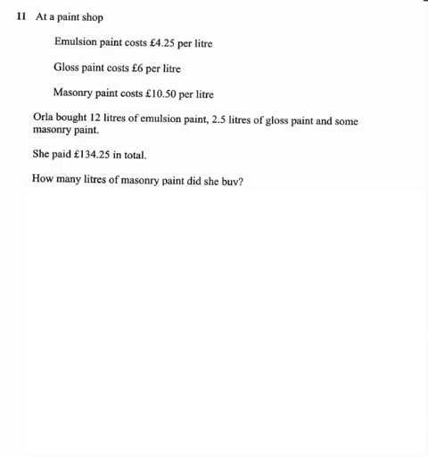So the first thing you want to do is find out how much emulsion cost. You can see the emulsion paint costs £4.25 per litre, but it also says she bought 12 litres of emulsion paint. So to get the total cost of that, you would multiply these two numbers together, which is £51.